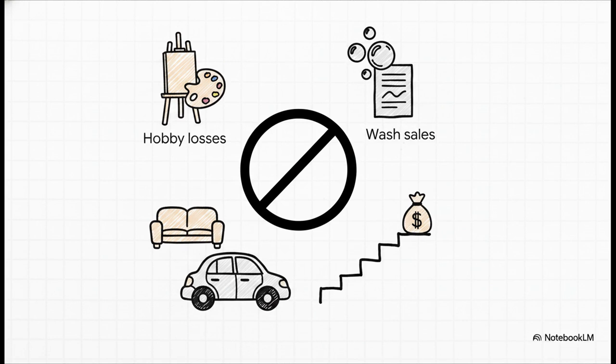Beyond pass-through losses, you also have to navigate specific disallowed and limited losses. For example, net capital losses are limited to a $3,000 deduction per year against ordinary income for individuals, with the rest carried forward indefinitely. Other losses are entirely disallowed, meaning they will never, ever reduce taxable income. We're talking about hobby losses, losses on wash sales, where you repurchase substantially identical stock within 30 days, and losses on the sale of personal use assets. If a taxpayer sells their personal car or living room couch at a loss, it's completely ignored for tax purposes. No way around it, you cannot deduct it.